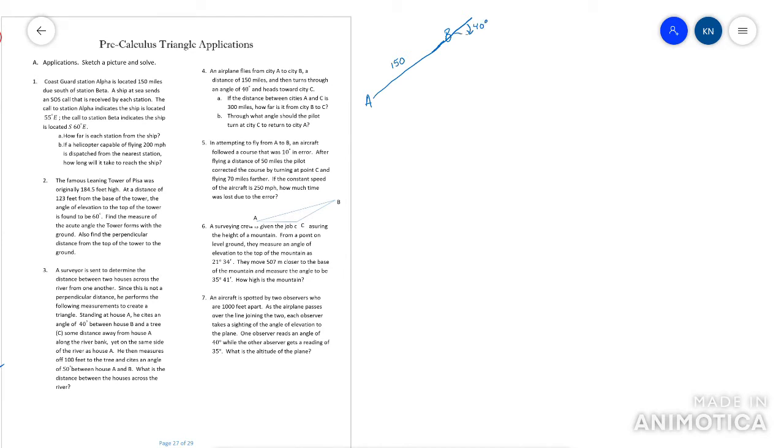So it would be like here, like that. And so when you're making this triangle, this one's just going to look something like this. And you'll know this angle right here has to be 140 degrees. And then they also tell you the distance from A to C is 300 miles. So that's the triangle you could use to solve this.